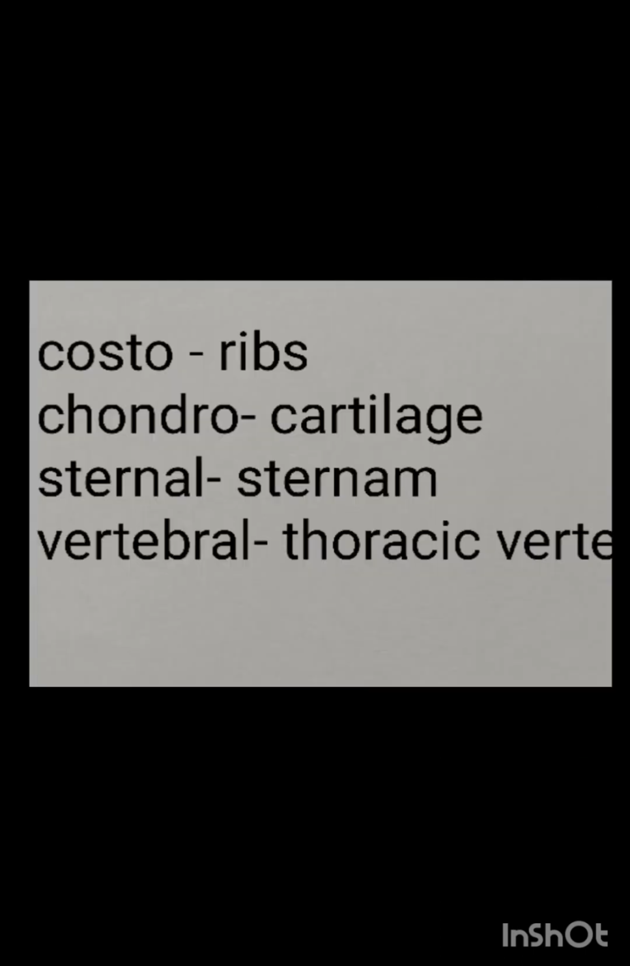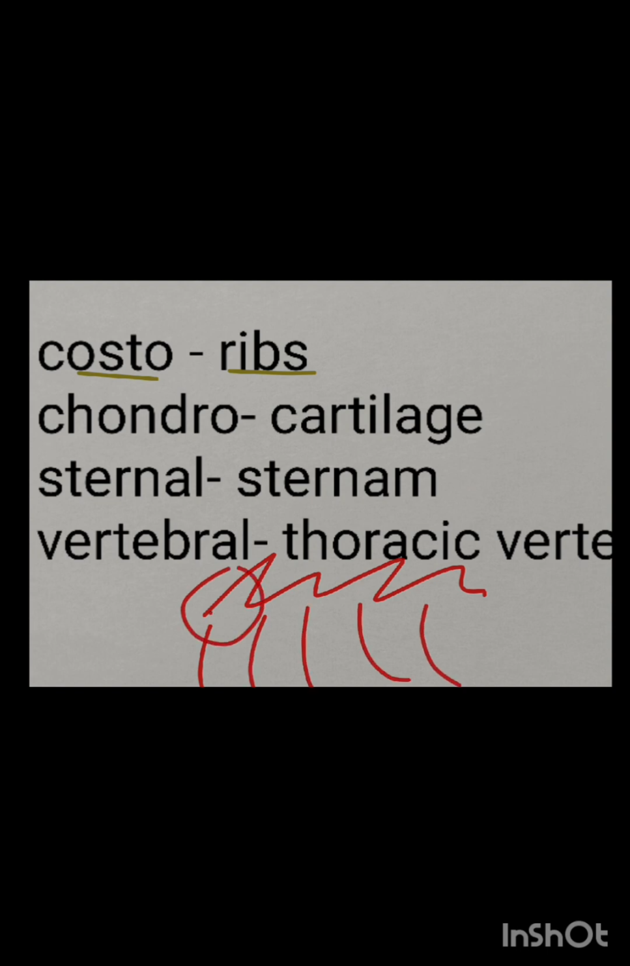So here we go. The costovertebral joint is used for the ribs. When we study our skeleton system, there are joints like the costovertebral joint. It is formed between the spinous process and the ribs. So between the spinous process and ribs there is a joint known as the costovertebral joint. Costo means ribs and vertebral means thoracic vertebra. So let me make it clear.